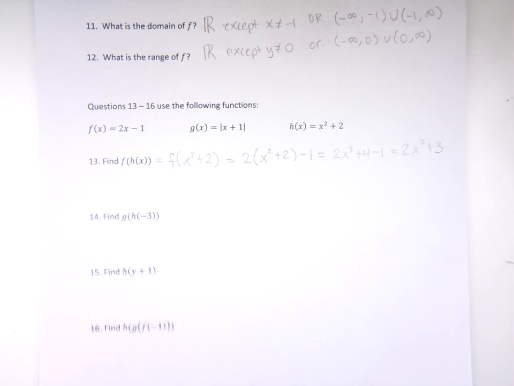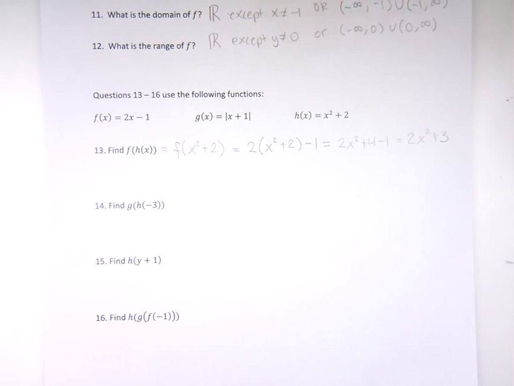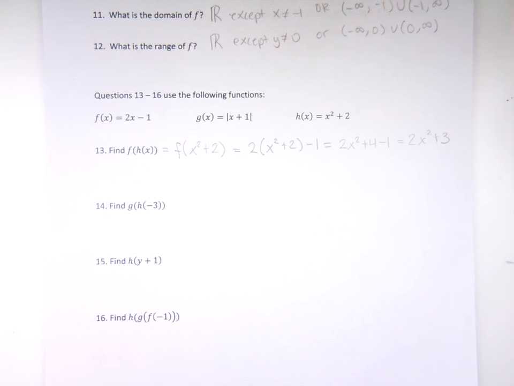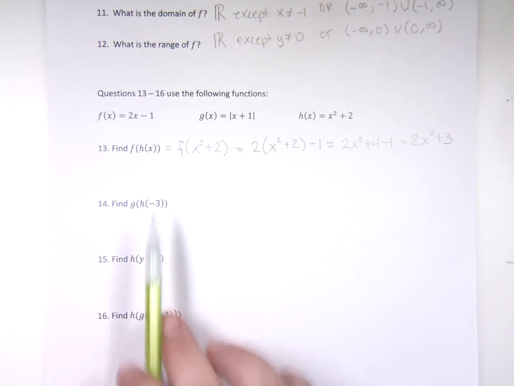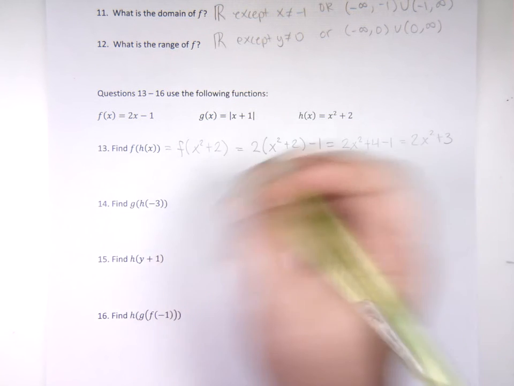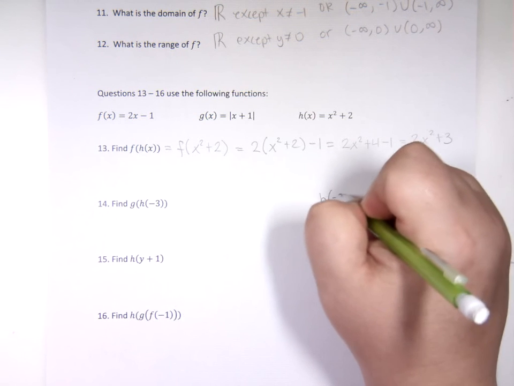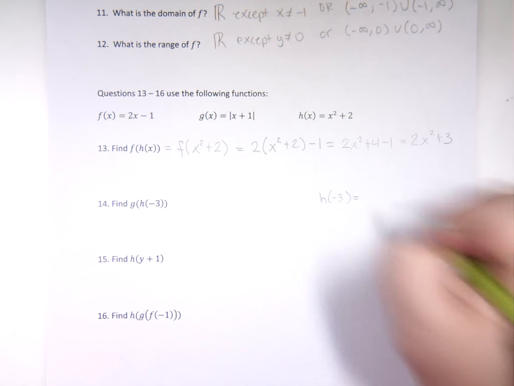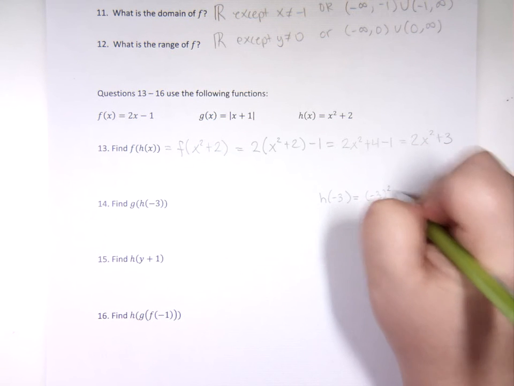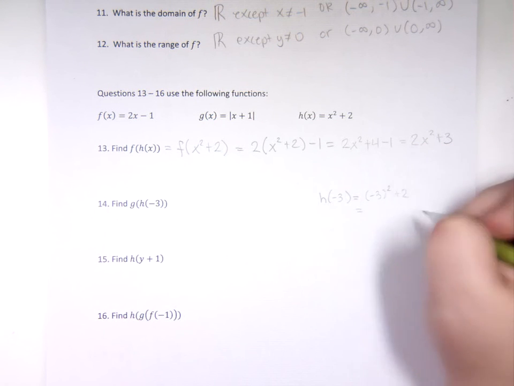Find g of h of negative 3. First let's find h of negative 3. I'm going to do that over here. h of negative 3 is negative 3 squared plus 2. That's going to give us 9 plus 2, so that's 11.